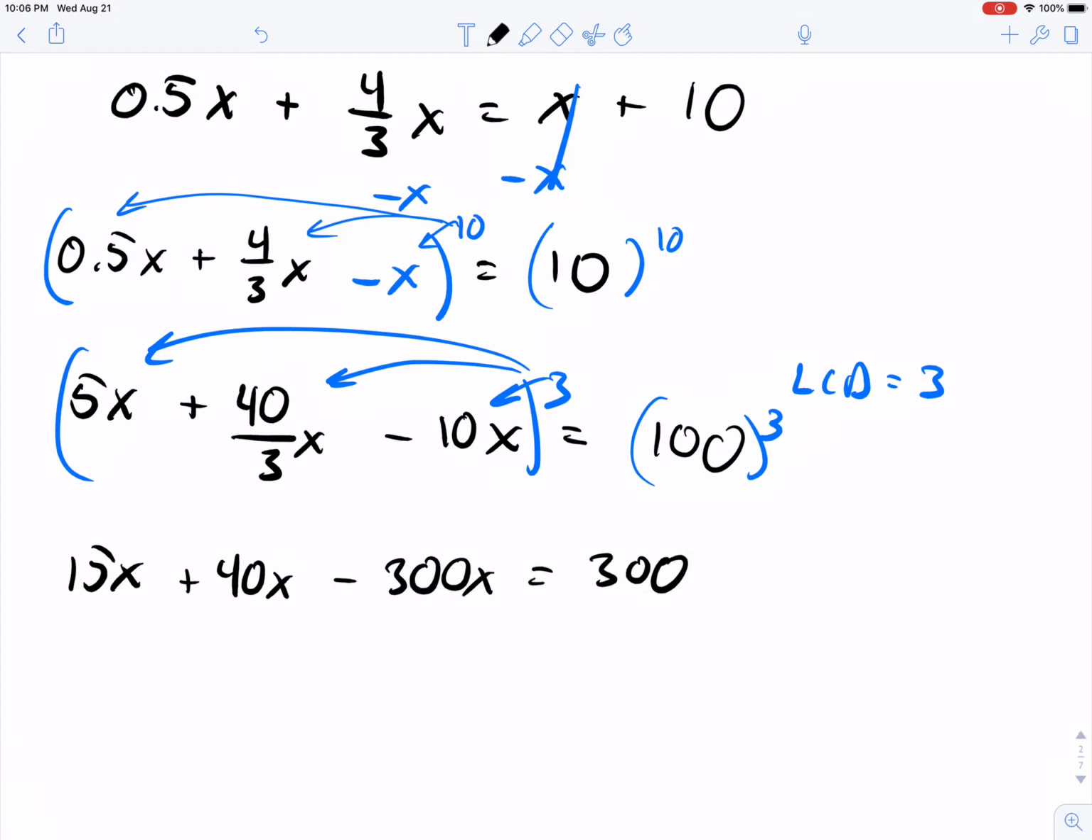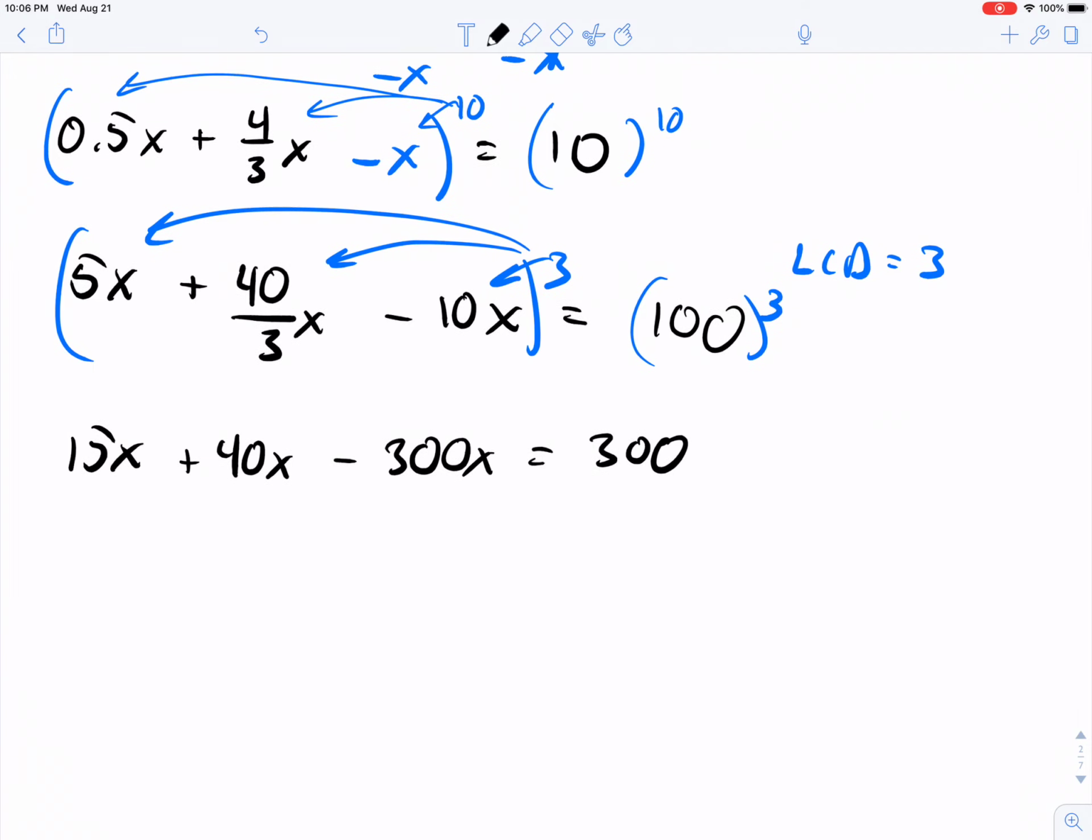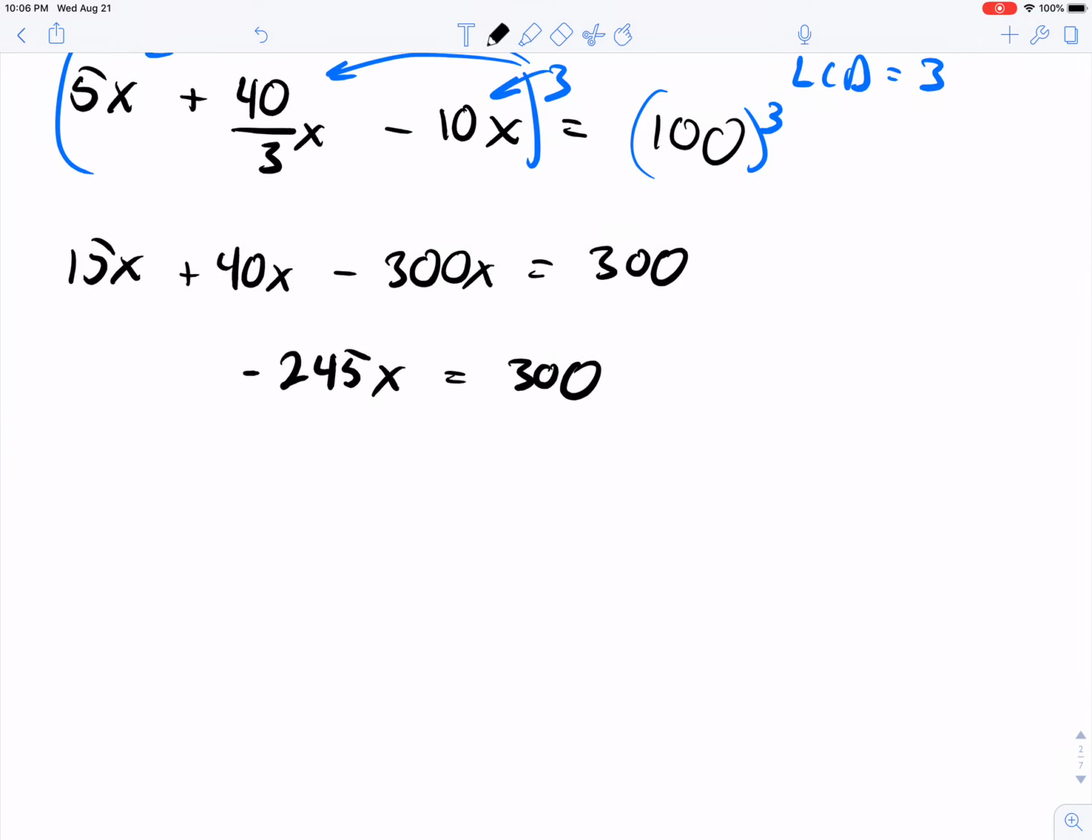At this point, we have one equation, one unknown, we can solve. I mean, we've always had that the whole while, but okay. So now we've cleared all our fractions and our decimals. Then we just want to combine like terms. 40 and 15 is 55. What is that? Negative 245. Negative 245 x equals 300. So divide both sides by that negative 245. x equals 300 divided by a negative 245.